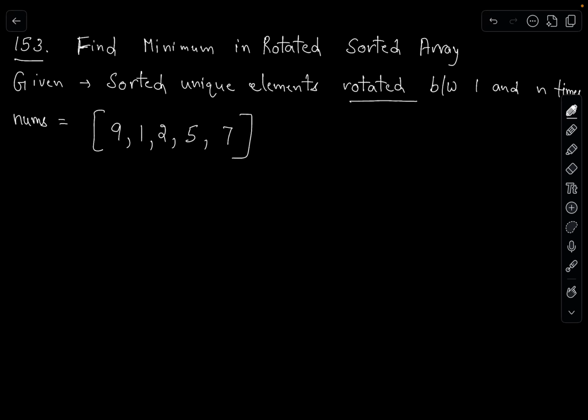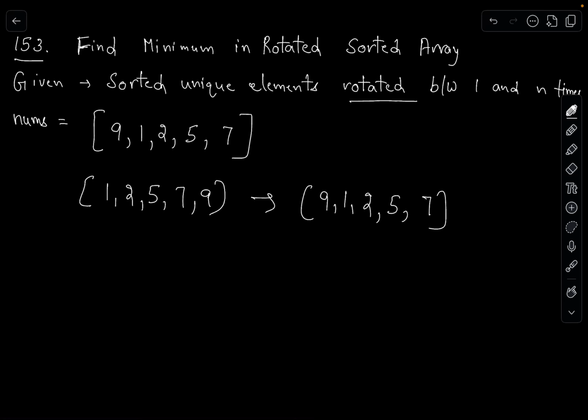What does this mean? So basically, there was an array 1, 2, 5, 7, 9. If you just rotate the array to the right by one position, this 9 wraps around the length and it comes here. So the array becomes like this, which is given to us. And our task is to find the minimum element in this array. In this example, the answer would be 1, since 1 is the minimum element here.